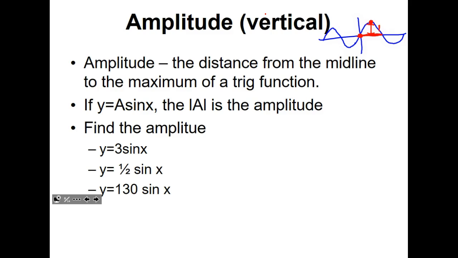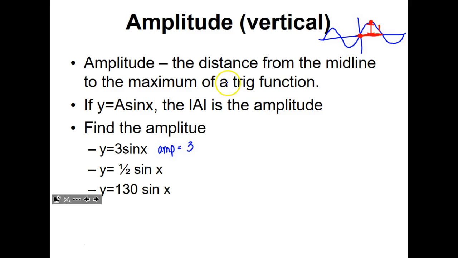The amplitude of a function is just the number that's multiplied in front of the function. Just whatever you're multiplying by. So, for example, here, if I have y equals 3 sine x, my amplitude is 3.